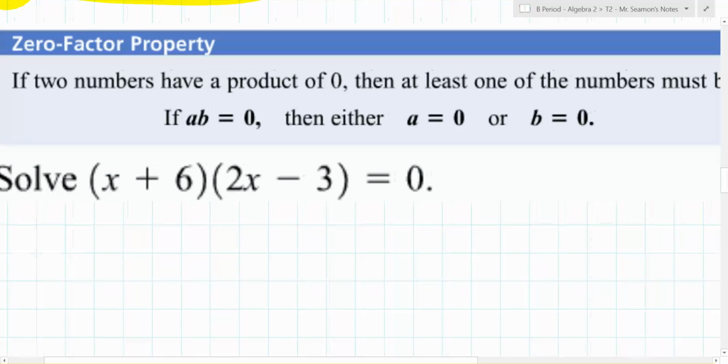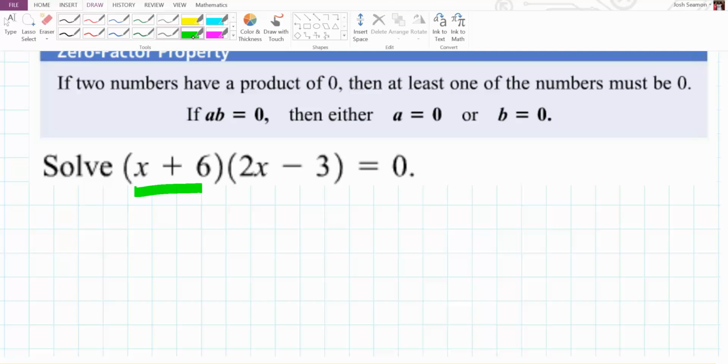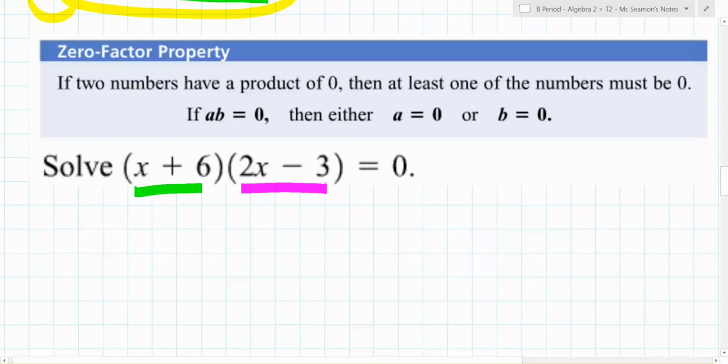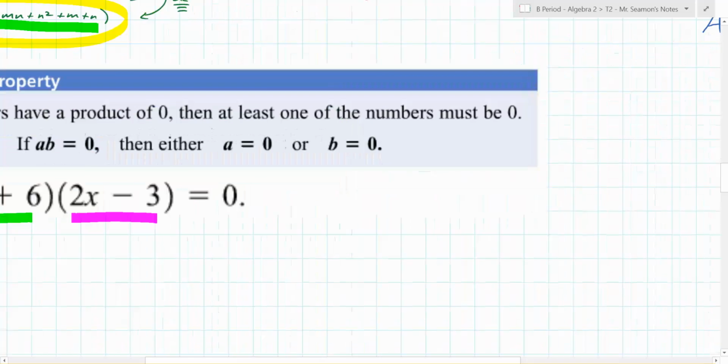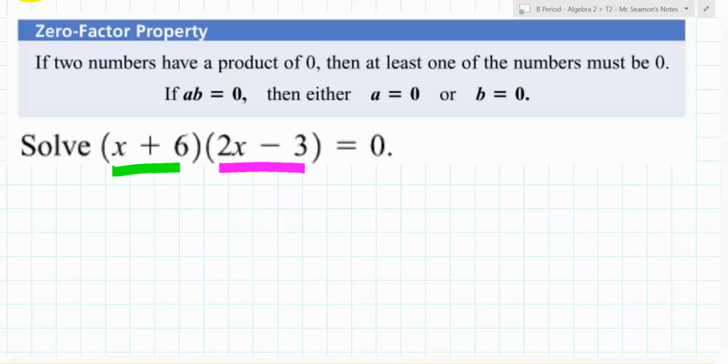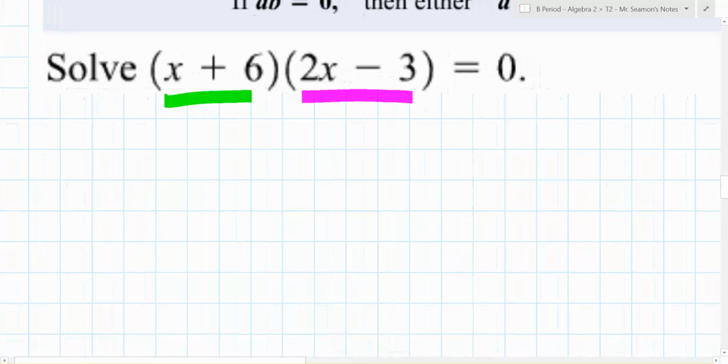So here's the thing. It might not seem like that's super helpful, but it's incredibly helpful. Instead of A and B, we have x plus 6 and 2x minus 3. Those two things multiplied together equals 0. So if A times B equals 0 means that A is 0 or B is 0. So let's write this out again. We know A times B is 0. What does that imply? A equals 0 or B equals 0. So if we go over here and use this, what does this statement imply? Either x is negative 6.